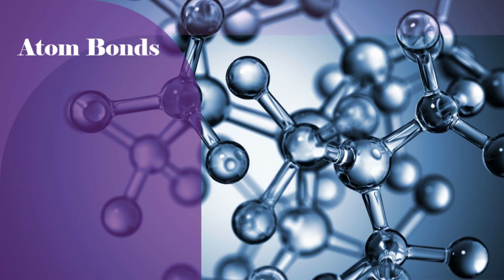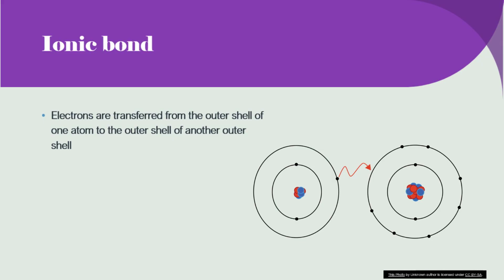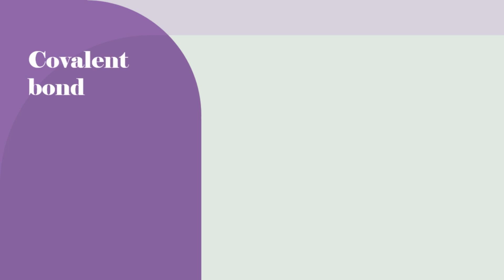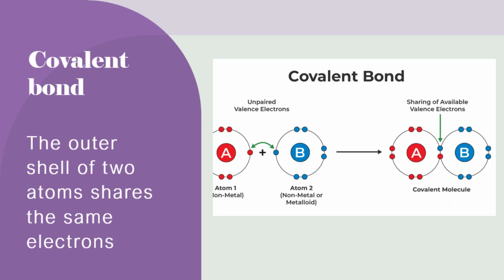Now we're going to discuss atom bonds. The first type of bond is called ionic bonding. Electrons are transferred from the outer shell of one atom to the outer shell of another atom. Covalent bonds are when the outer shell of two atoms share the same electron.